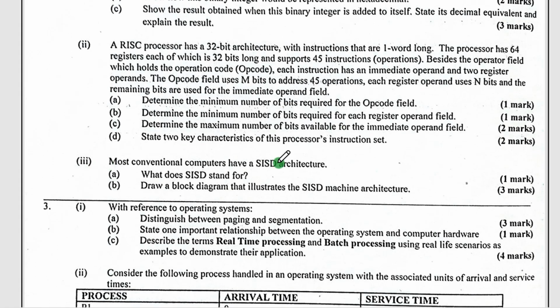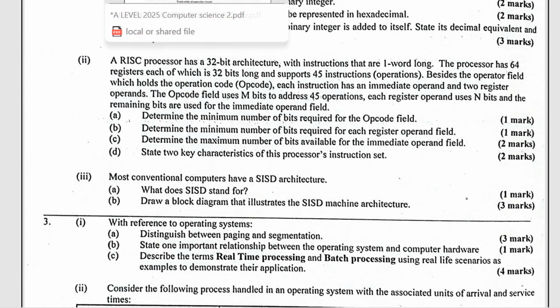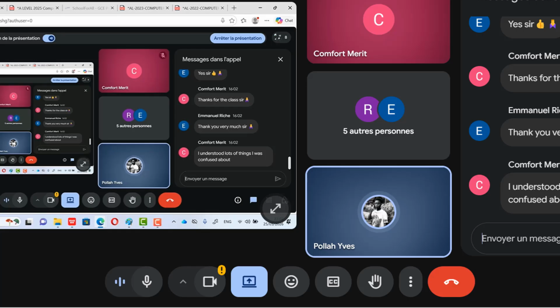Even this Roman 3, yes, single instruction, single data, so draw this, there's nothing. So we try to do it, so that now in the next online class, let me just start by doing correction of all these small things, and let me start by doing this small correction before we even start with a new chapter. Comfort says yes, I understood a lot of things. I was confused. Yes, okay.